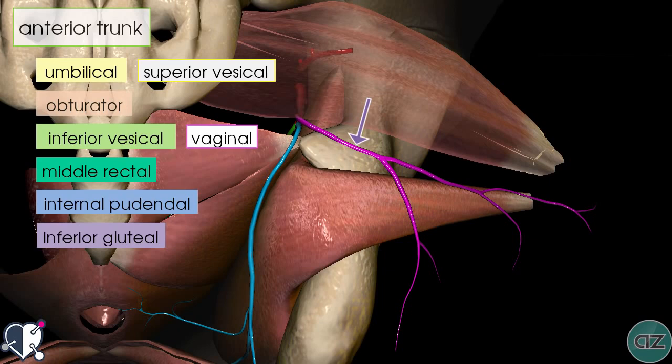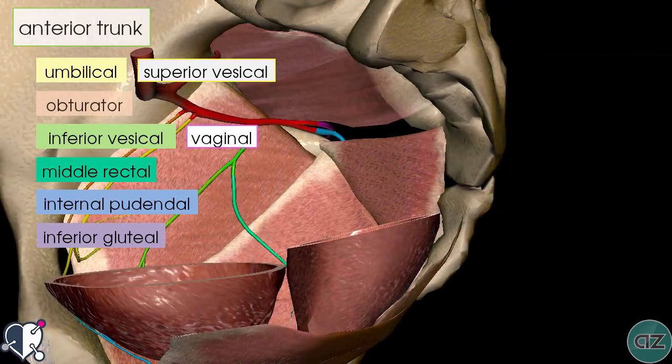The final artery to mention, which isn't visualized in this model, is the uterine artery, which is found in females. The uterine artery runs in the broad ligament to provide the major blood supply to the uterus, and it also anastomoses with other vessels to provide the arterial supply to the ovaries as well as the vagina. So those are the branches of the internal iliac artery.